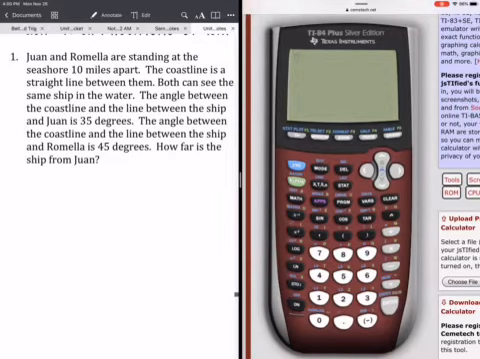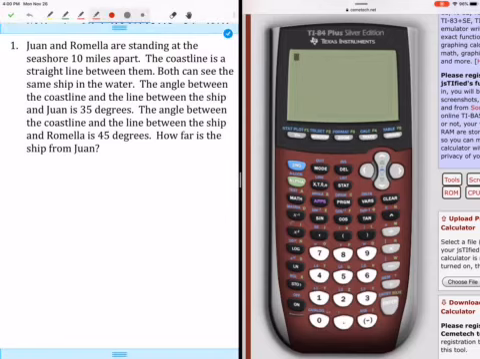Alright, so if we're looking at this first one, Juan and Ramela are standing at the seashore 10 miles apart. The coastline is a straight line distance between them. Both can see the same ship in the water. The angle between the coastline and Juan is 35 degrees. The angle between the coastline and Ramela is 45 degrees. How far is the ship from Juan?